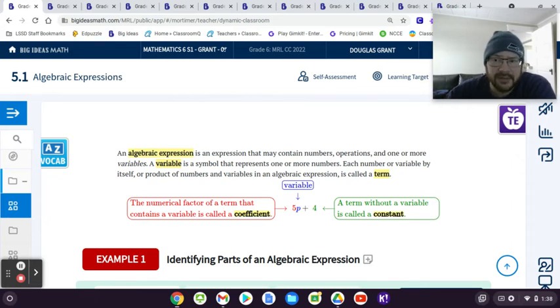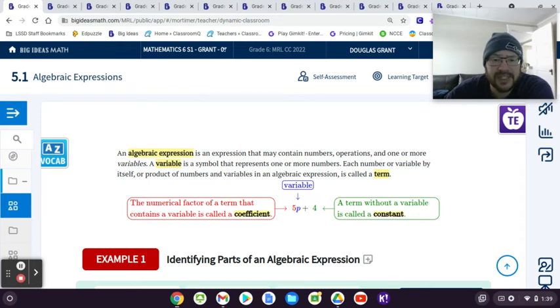Any individual part of an algebraic expression is called a term. So this example they have here, 5p plus 4, has two terms. The first term is 5p. P is the variable. 5 is a number called a coefficient. So if you have a number next to a variable, that means to multiply, it's 5 times p. 5 is the coefficient, the p is the variable. And then that plus 4, the 4 is the second term. And if it doesn't have a variable next to it, it is called a constant. It's just 4 in this case.